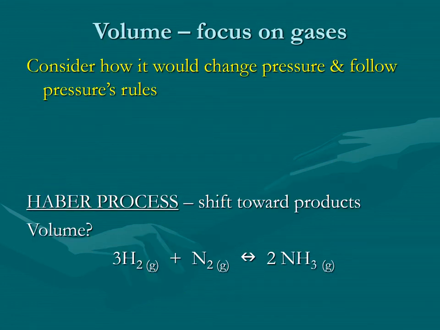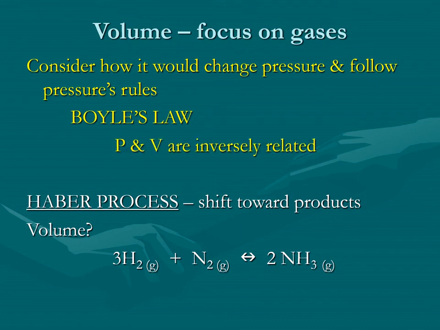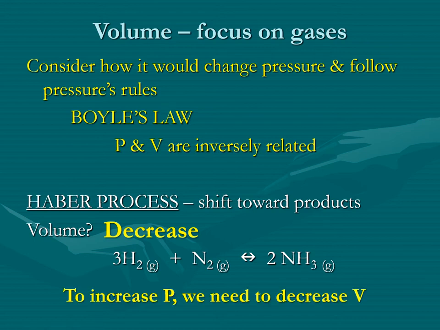Volume can also be affected when it comes to gases, basically because it's a change in pressure. Boyle's law is a law that states that pressure and volume are inversely related. So if the volume decreases, the pressure increases. If the volume increases, the pressure decreases. So if you look at this in terms of the Haber process, again, it's going to be kind of the opposite of what we had with the pressure. I'm going to need to decrease the volume because that would essentially increase the pressure, making it shift towards the side with fewer moles.